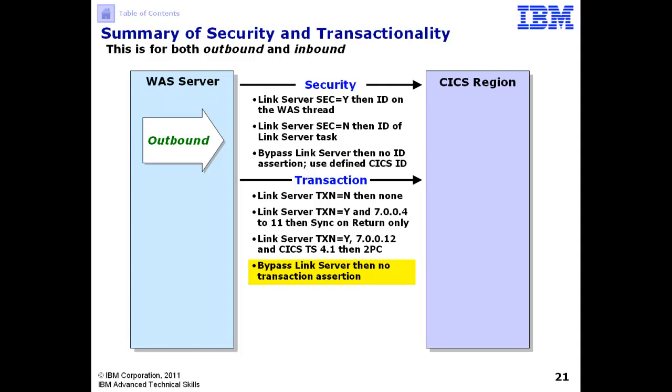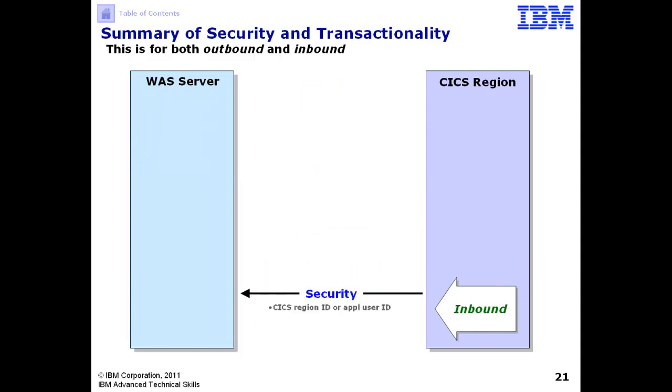For inbound and security, the identity of the CICS region or the CICS application ID may be asserted into WAS. The CBIND class is what protects WAS from unauthorized calls. And for transaction, WAS may participate in a global transaction started by CICS with two-phase commit support. This has been available since Wola was first released with the 7.0.0.4 maintenance.